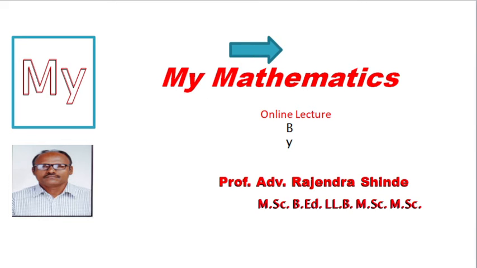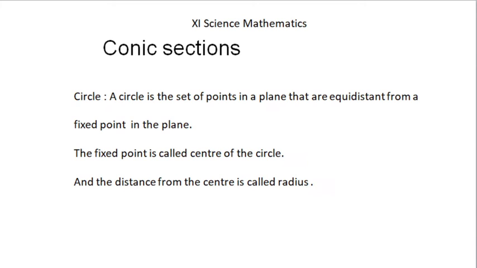Today we are going to discuss 11th science conic sections. Remember, this topic is very important from the geometry point of view. The conic sections consist of the circle, ellipse, parabola, and hyperbola. These are the four conic sections.